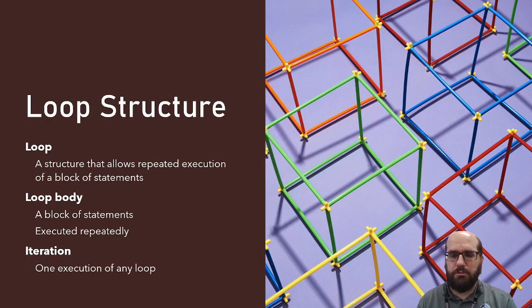First off, a loop is a structure that allows repeated execution of a block of statements. It is one of the types of algorithms. It is the iteration algorithm. A loop body is a block of statements that's executed repeatedly. The loop itself is the structure. Every time the block of statements is run, we call that an iteration. So one execution of any loop is an iteration.